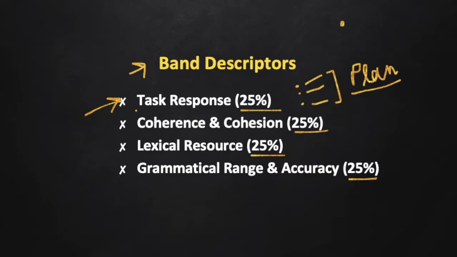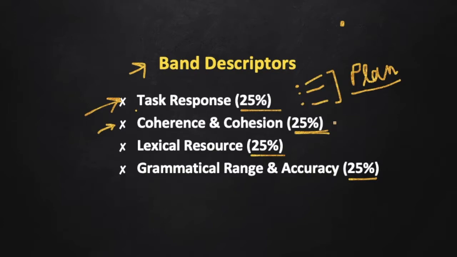Coming to coherence and cohesion, many students have a confusion as to what coherence and cohesion means in writing. Well, it simply means that your sentences and ideas should flow logically. That way, you will be coherent and cohesive. When you're writing the essay or when you've written the essay, ask yourself, does the sequence of ideas make sense? Are your paragraphs effectively organized or not?